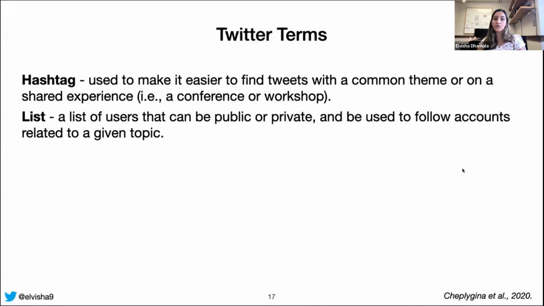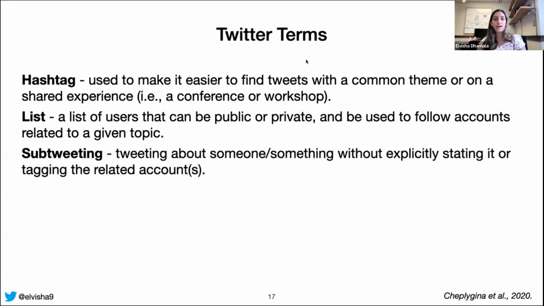And a list is a list of users you can create, and this list can be public or private, and you can use it to follow accounts related to a given topic without actually following the accounts themselves. So basically, I can create a list of, say, people who do neuroscience related work and just follow that list instead of following the individual people themselves. I see someone's asked what type of content we should share to grow on Twitter, and we're going to get to that in just a second.